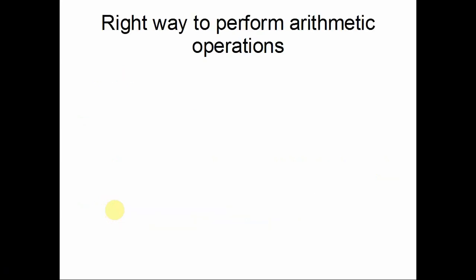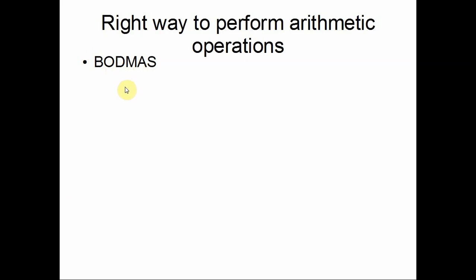Let's move on. Now, you might be wondering, there are a lot of arithmetic operations. You have multiplication, division, addition, subtraction, you have brackets, you have powers, you have roots. So what's the right way to perform arithmetic operations? There is a rule in mathematics called BODMAS, and this stands for bracket, order, division, multiplication, addition, and subtraction. So this is the right order in which to process an arithmetic expression.